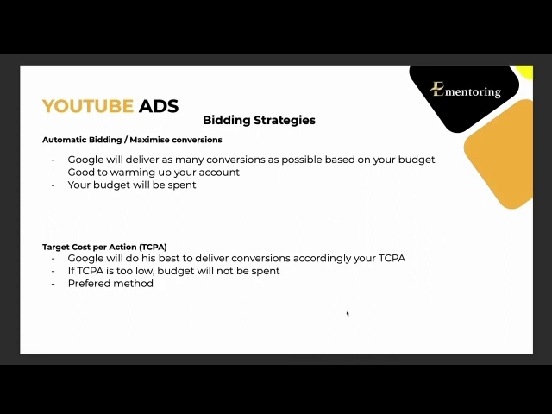What you have to know here is that you will be using maximize conversions when you'll be creating your first campaigns. And then once you start having some data and some conversions, you want to go for TCPA campaigns, so target cost per action campaigns, in your bidding strategy.